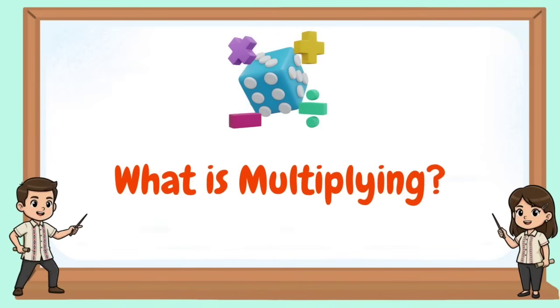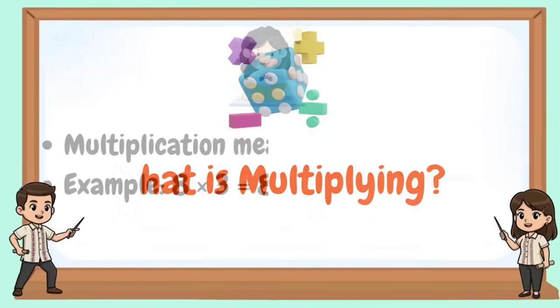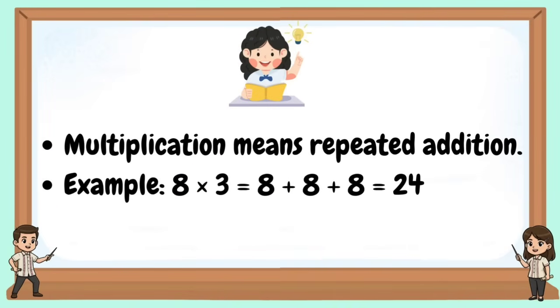What is multiplying? Multiplication means repeated addition. Example, 8 times 3 is equal to 8 plus 8 plus 8 is equal to 24.